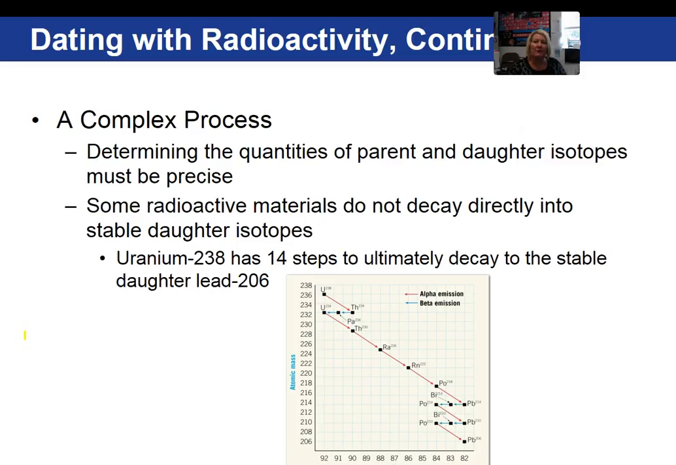In determining the ages of rocks, we have to look at the ratio of parent to daughter isotopes that are left in the sample. This is a complex process, as some radioactive materials do not decay directly to stable daughter products. Instead, they go through many steps of unstable daughter products until stability is reached. A good example is uranium-238, which requires 14 decays before getting to lead-206, which is the stable daughter product.